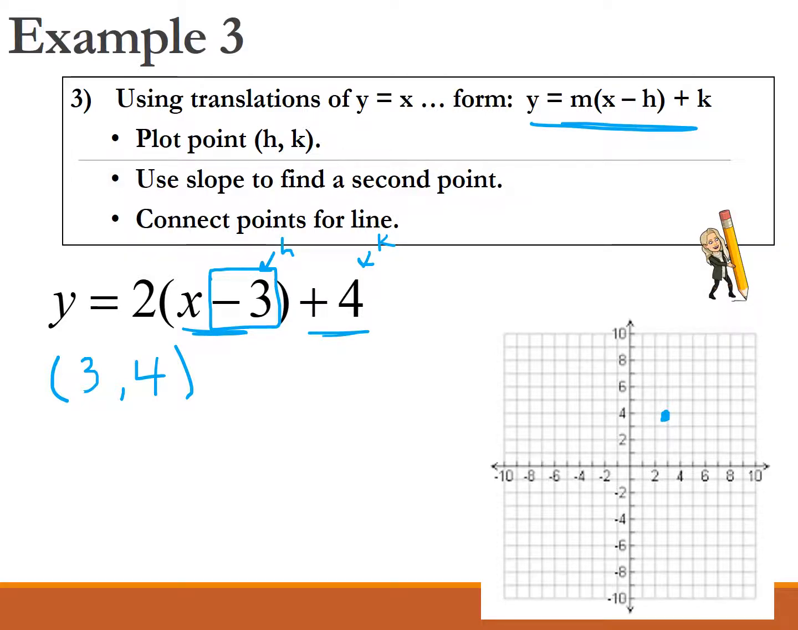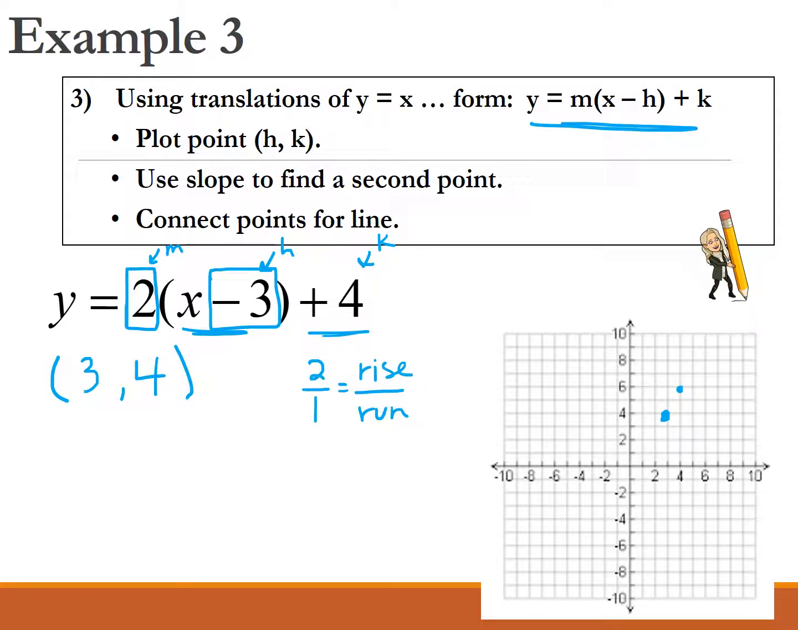Next, I need to figure out what my slope is. So my slope over here is that m value that's out front. If I have the whole number 2, remember that's just 2 over 1, which is rise over run. So from this point, I need to rise 2, run 1, and plot another point.